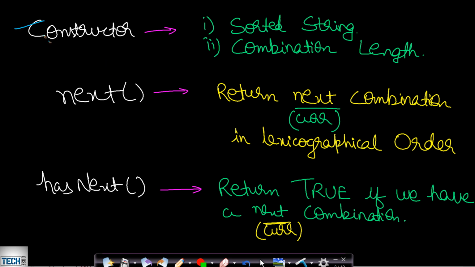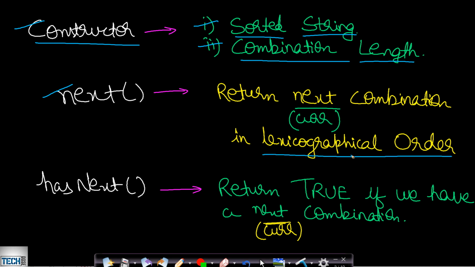Well, in this case first we are given a constructor which will accept a sorted string as well as a combination length. Now the next function is next, so here we need to return the next combination in lexicographical order, and the length of that combination will be equal to this combination length. Now the next function is has next, and this will return true if we have a next combination at all. Now in this case the question is giving next combination, but I will be solving it by using current. I will be showing you this in the implementation part.